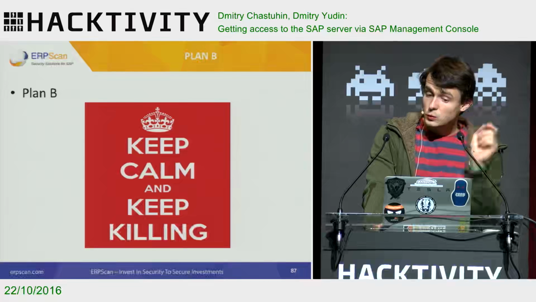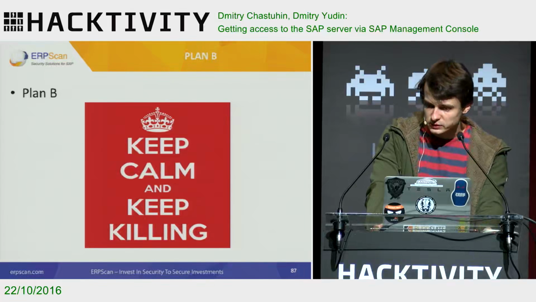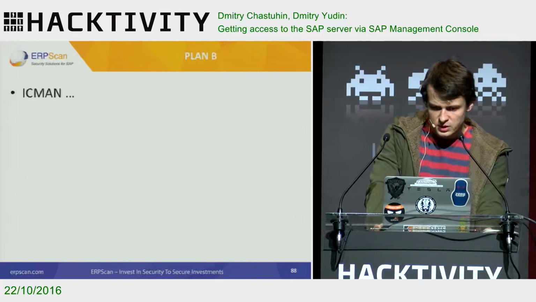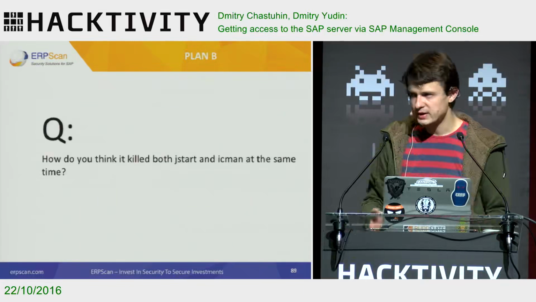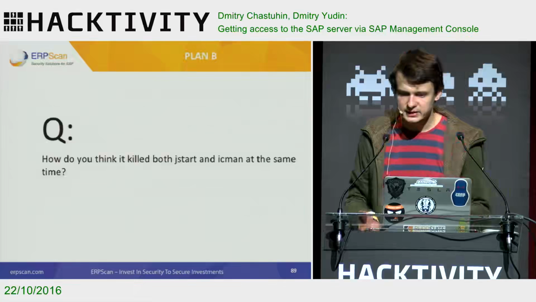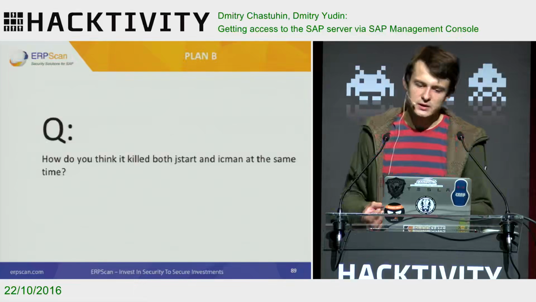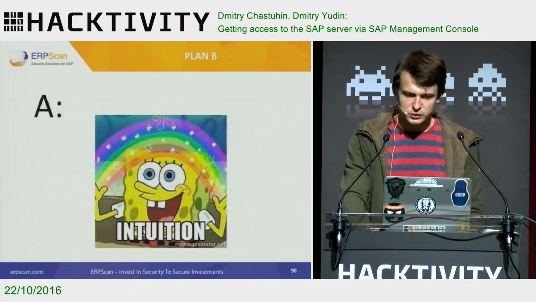What if not only the JStart process is responsible for putting the RAV K value in shared memory? What other processes can also be responsible for that? Maybe ICM, Internet Communication Manager? And you may ask why we decided to choose the ICM process. And we can answer only that it's our intuition.